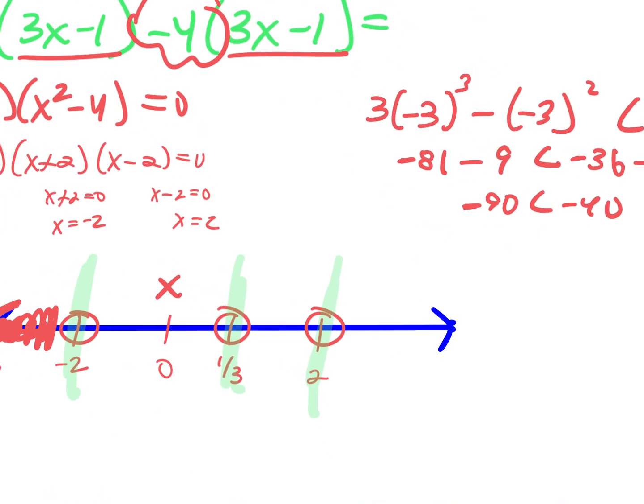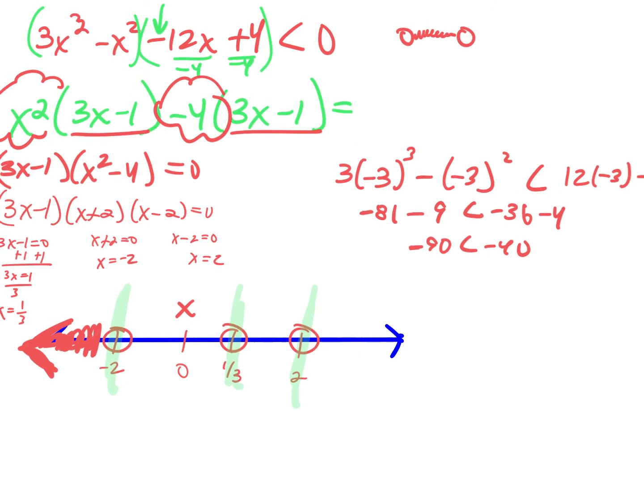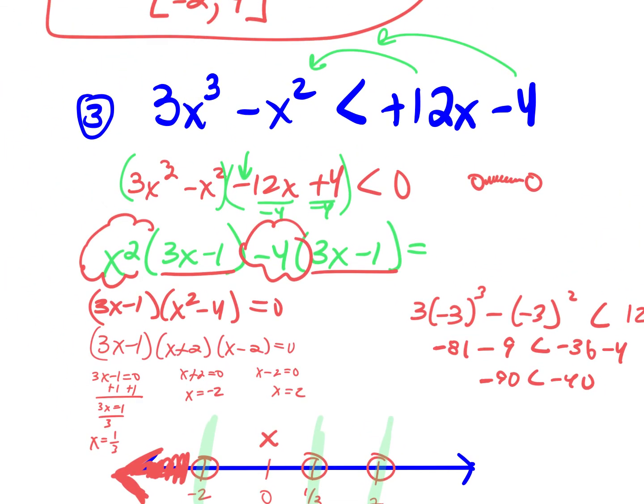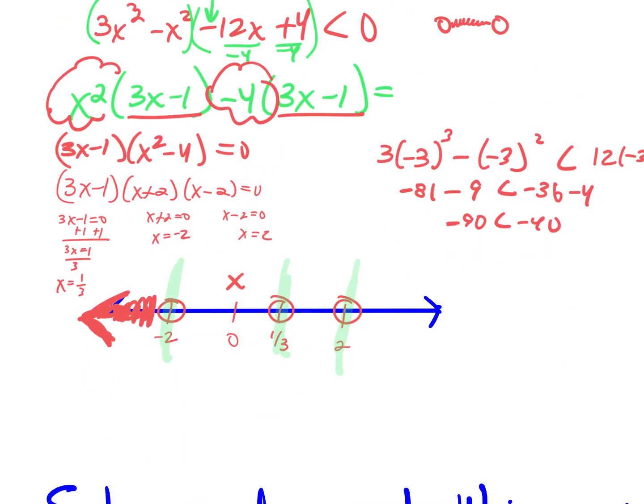Pick a number between 1/3 and 2. 1. Okay, plug in 1. We can do this in our head. 1 cubed is 1, so 3 times 1 is 3, minus 1 is 2. All right. Then on the other side, I have 12 times 1, 12 minus 4. Is 2 less than 8? Yes. Okay, well then this works in here.